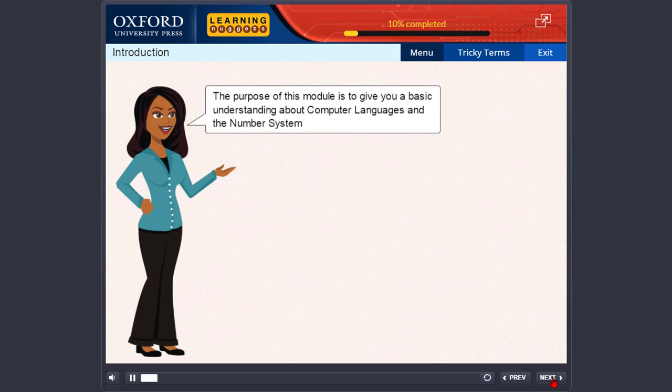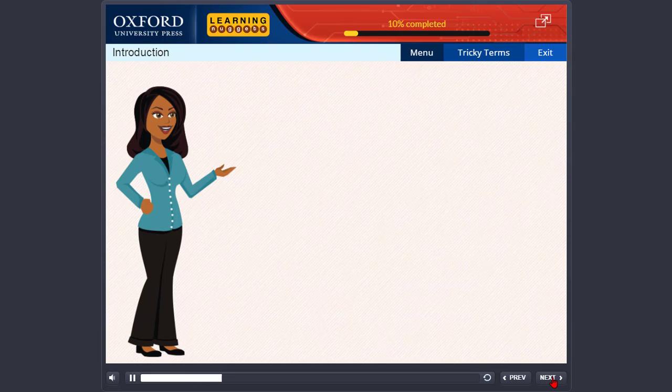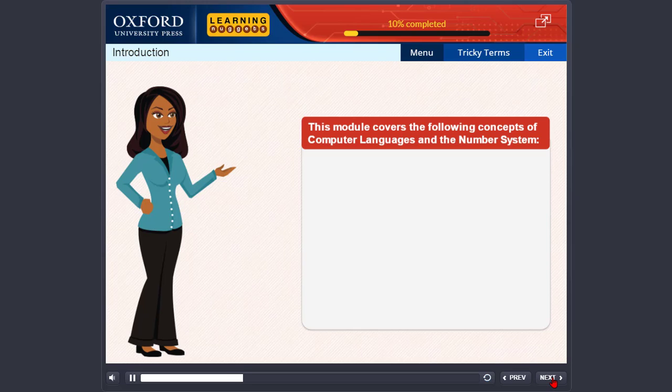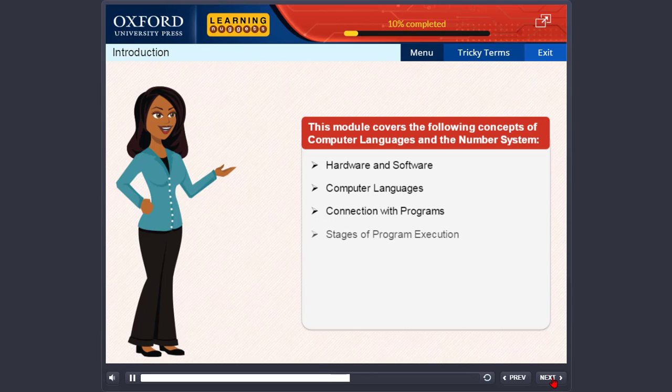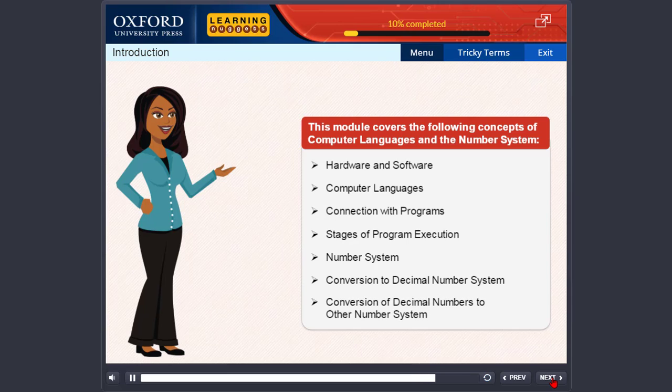The purpose of this module is to give you a basic understanding about computer languages and the number system. This module covers the following concepts: hardware and software, computer languages, connection with programs, stages of program execution, number systems, conversion to decimal number systems, and conversion of decimal numbers to other number systems.